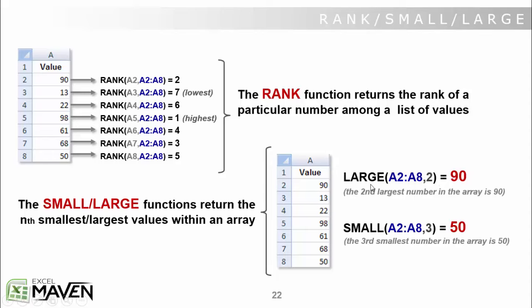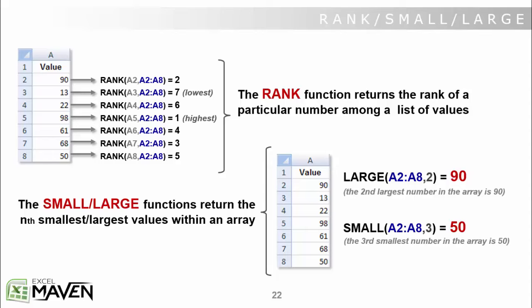So in this case, if I write large A2 through A8, comma 2, it's going to look for the second largest number within the array A2 through A8. It looks at that array, finds that 90 is the second largest number, and it returns 90. Same story with small, it's just kind of flipped. So if I write small A2 through A8, comma 3, it's going to look for the third smallest number in the array, which in this case is 50.